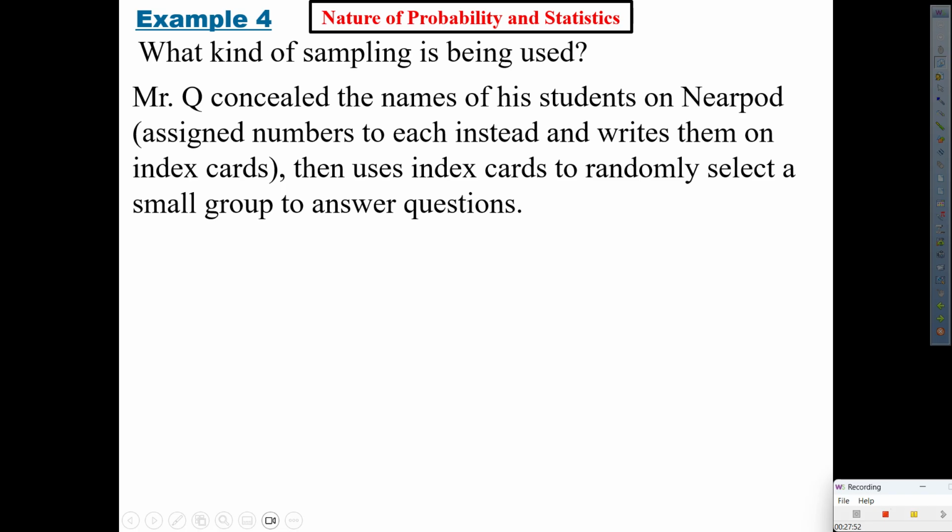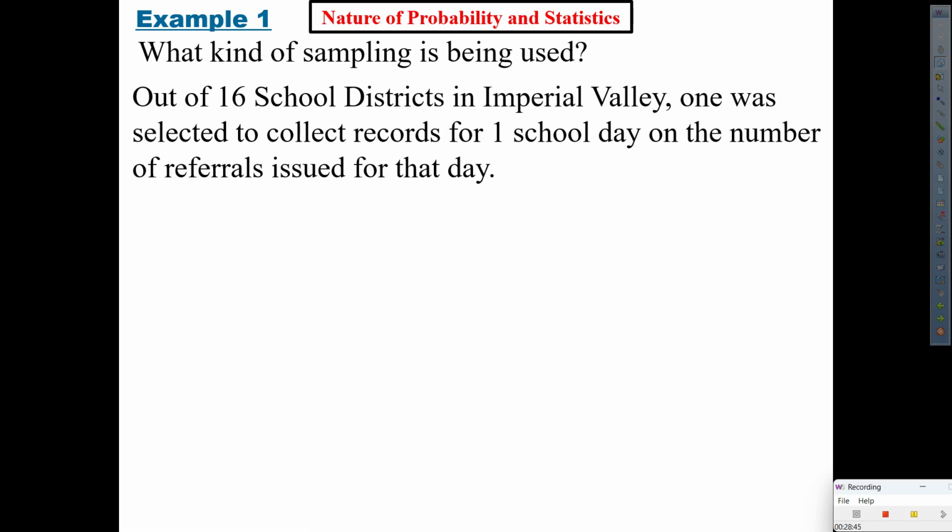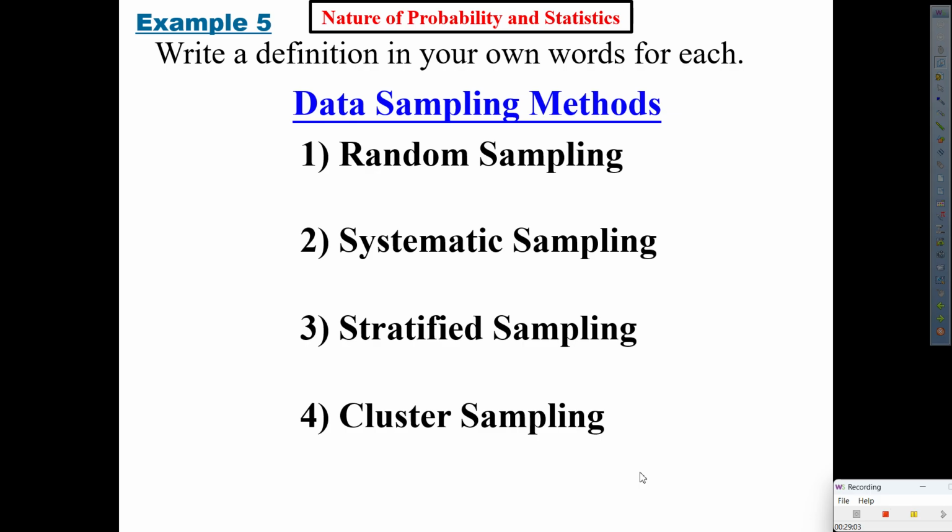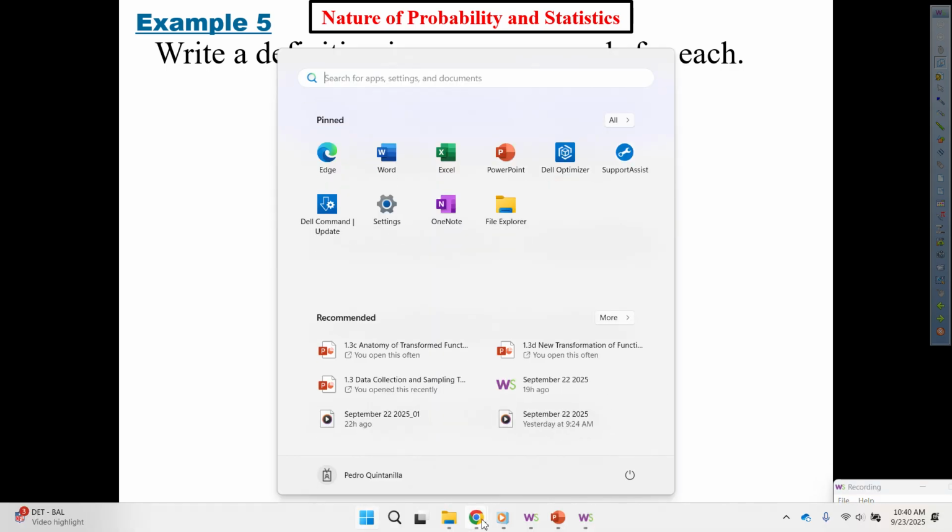So do me a favor. I want you to copy this one in your notes. Where is it at? This one, number 1. At least you can have one example on your notes. Write that down. Out of 16 school districts in Imperial Valley, 1 was selected to collect records for 1 school day on the number of referrals issued for the day. Write that down, please. Thank you, guys. Appreciate that.